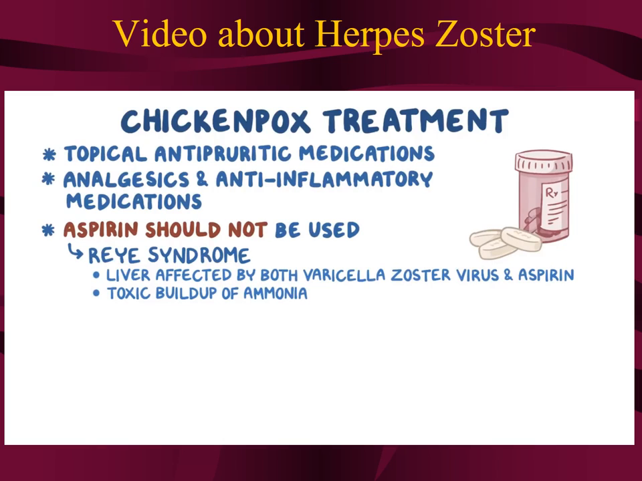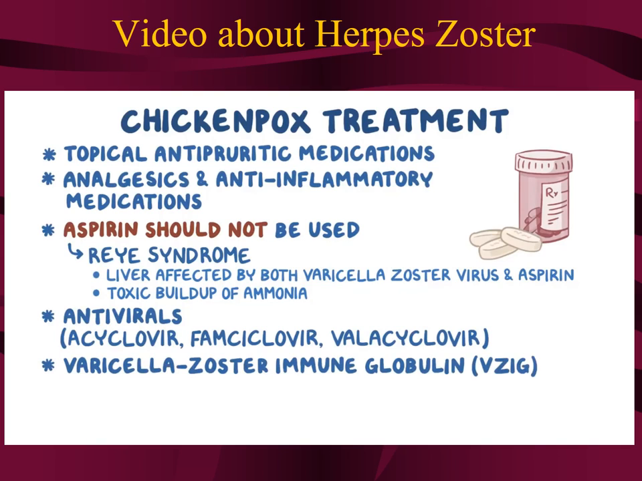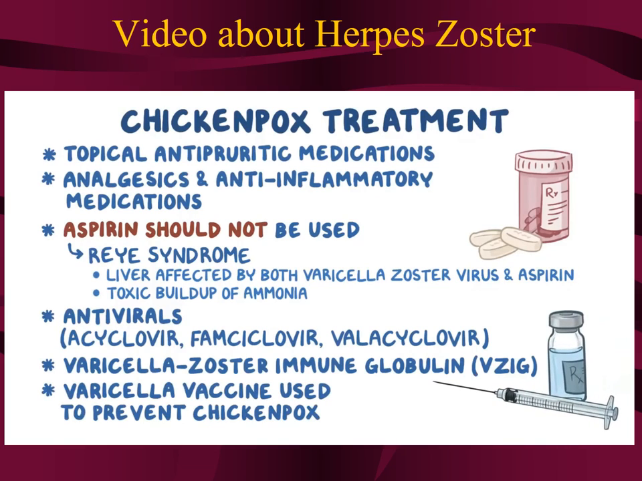In immunocompromised individuals, antivirals like acyclovir, famciclovir, and valacyclovir can be used. In some situations, varicella zoster immune globulin, or VZIG, which are anti-varicella antibodies, can be given to treat immunocompromised or pregnant individuals. Finally, varicella vaccine can be used to prevent chickenpox by helping the body mount protective immunity against a weakened form of the virus. Similarly, zoster vaccine can be used to reduce zoster, which is more common in adults.